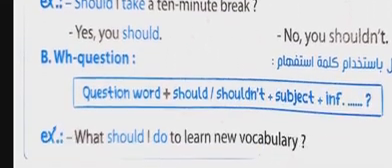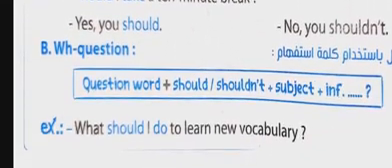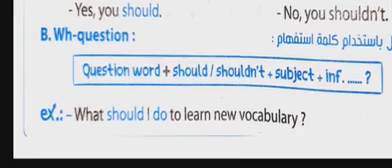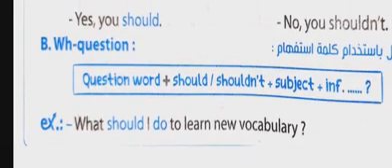How to form a WH question. We use the question word followed by should or shouldn't, the subject and the infinitive form. Here is the example: what should I do to learn new vocabulary? What is the question word, should I the subject, do the infinitive form.